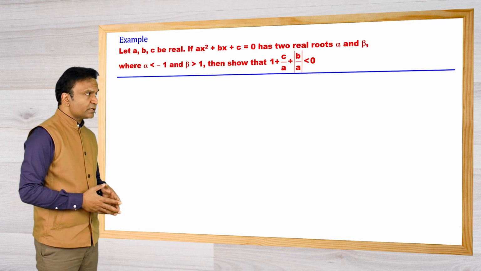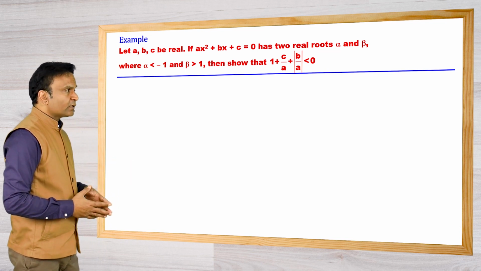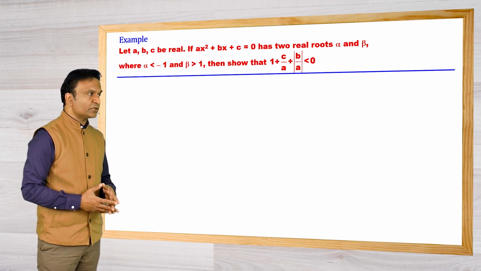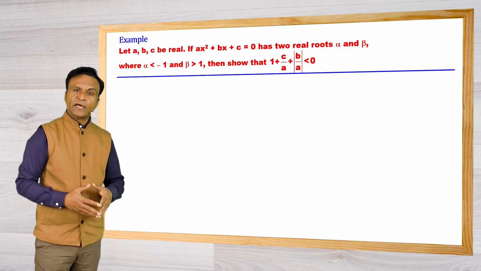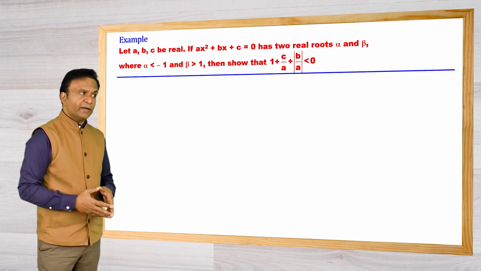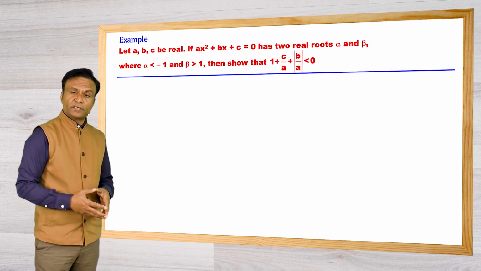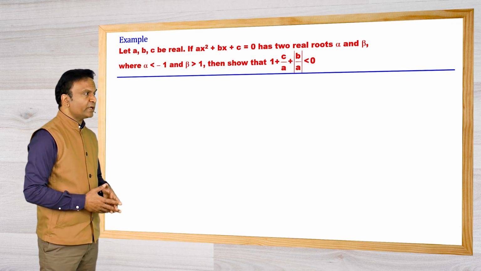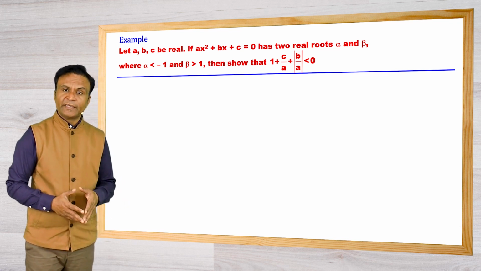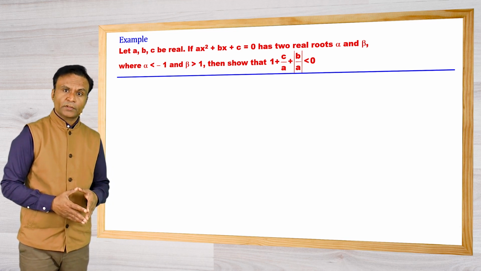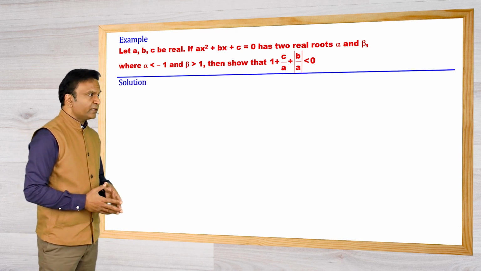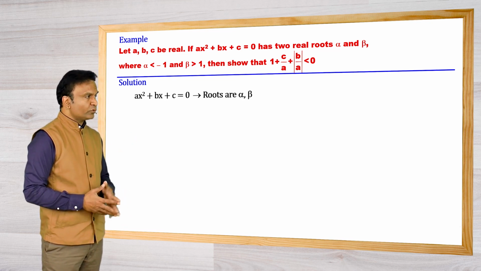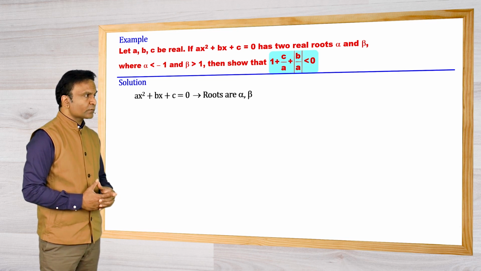Let's try one question asked in the JEE exam. The question is: if a, b, c are real and if ax square plus bx plus c is equal to 0 has two real roots alpha and beta, where alpha is less than minus 1 and beta is greater than 1, then prove that 1 plus c upon a plus modulus of b upon a is less than 0. So we have this quadratic equation having roots alpha and beta. We have to prove this inequality.